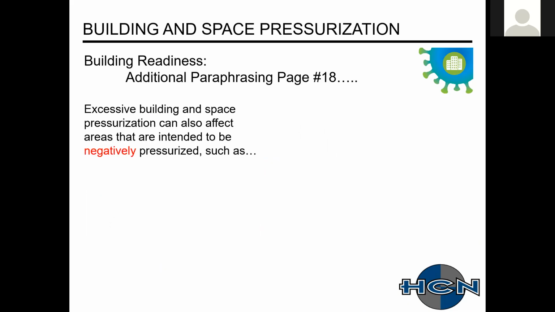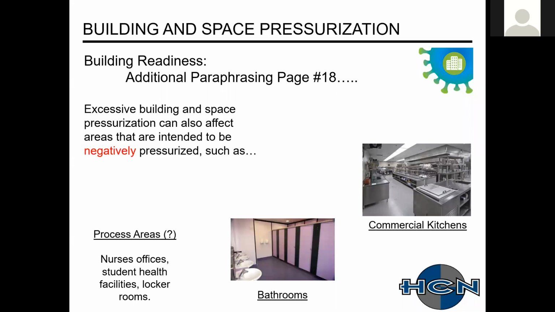All right. Additional paraphrasing, excessive building and space pressurization can also affect areas that tend to be negatively pressured, such as process areas, which kind of confused me. I looked at the standard and said, okay, they're probably referring to nurse's office, student health facilities or locker rooms. They also mentioned bathrooms and then commercial kitchens.